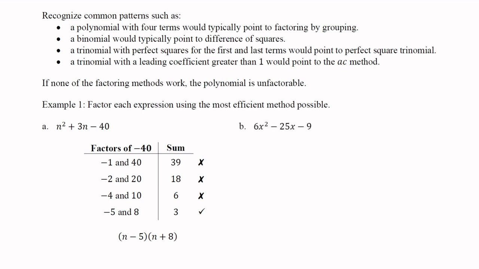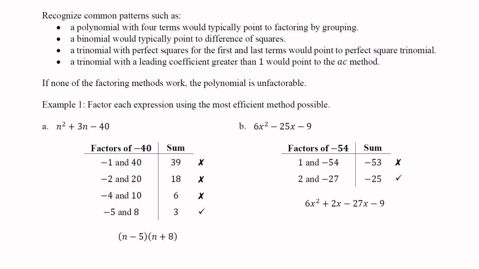For this one, we do not have perfect squares for the first term. We do for the last term, but not for the first term, so we can't use a perfect square trinomial here. We do have a leading coefficient greater than 1, so we are going to use the AC method. So 6 times negative 9 is negative 54, so we want factors of negative 54 that add to negative 25. And it doesn't take long to find that those factors are 2 and negative 27.